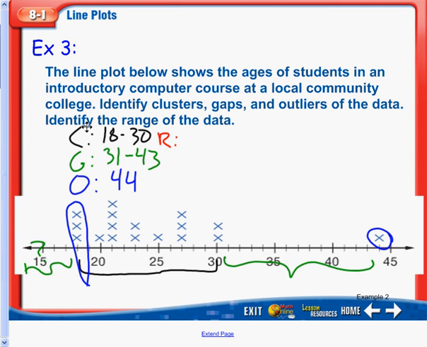Lastly, our range, which we are still going to use what I circled in blue here, so I'll actually recircle it in red, that's right at 18. 18 is our minimum, 44 is our maximum. 44 minus 18 will give me 26, so my range covers 26 points.